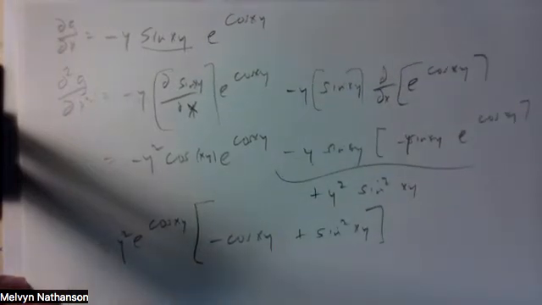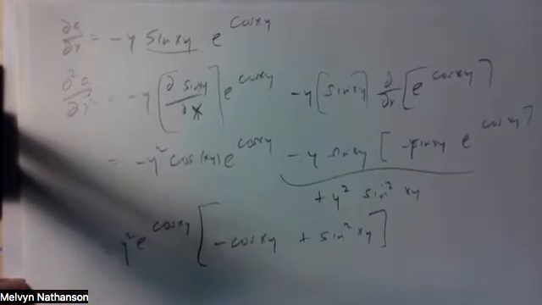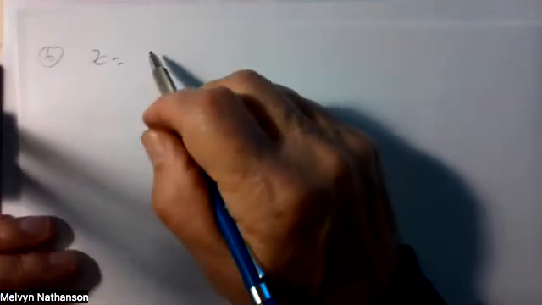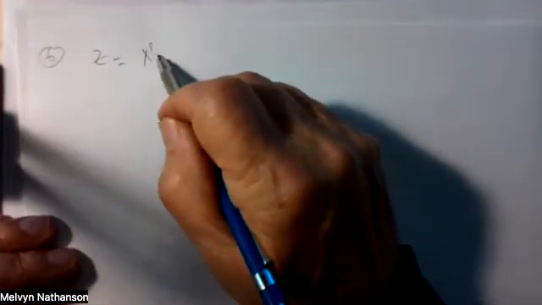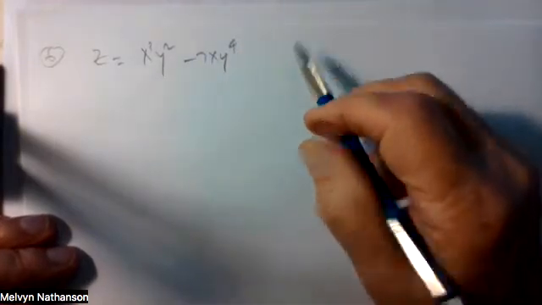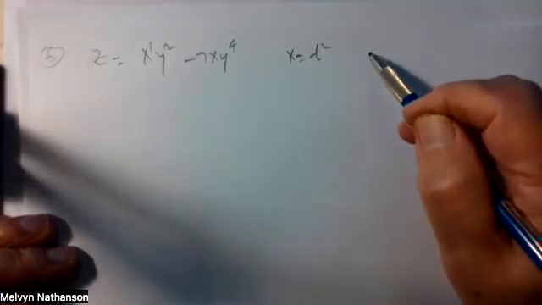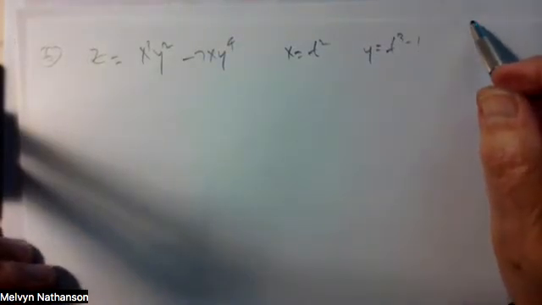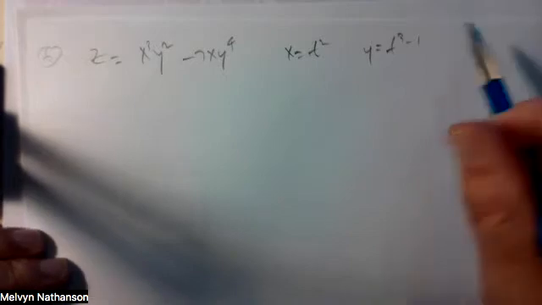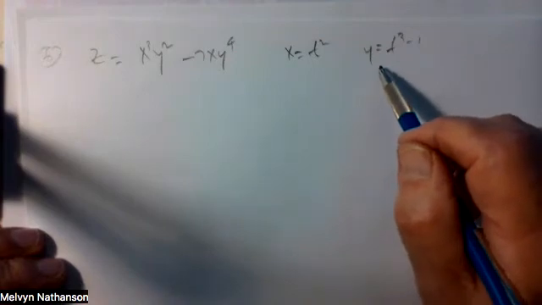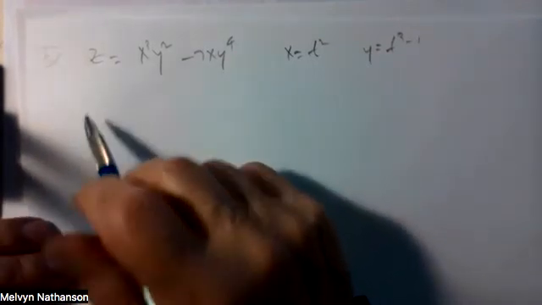Problems 6 and 7 are problems using the chain rule. So in problem 6, we have a function z of x and y. It's x cubed y squared minus 7xy to the fourth. But x is a function of t, x is t squared, and y is a function of t. So z is really a function of t, and we want to be able to find dz dt. And to find dz dt, we need to know 4 other derivatives.